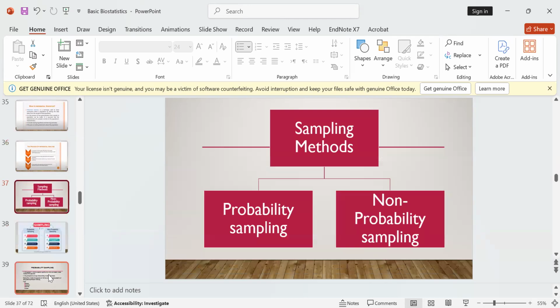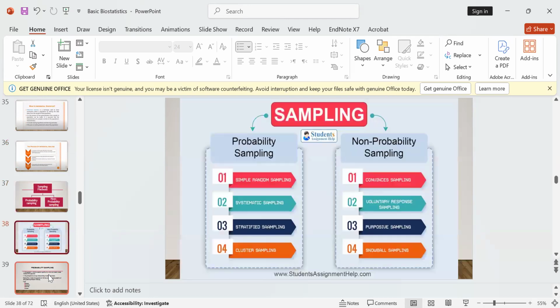Sampling methods. There are two types of sampling methods. One is probability sampling and the other is non-probability sampling. Probability sampling includes simple random sampling, systematic sampling, stratified sampling, and cluster sampling, whereas non-probability sampling includes convenience sampling, voluntary response sampling, purposive sampling, and snowball sampling.